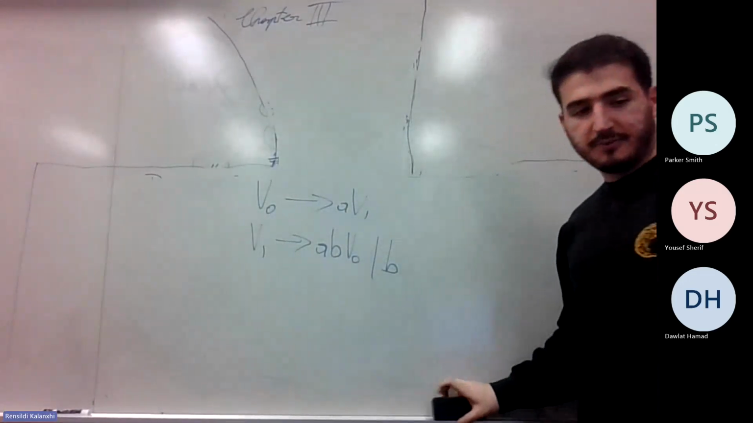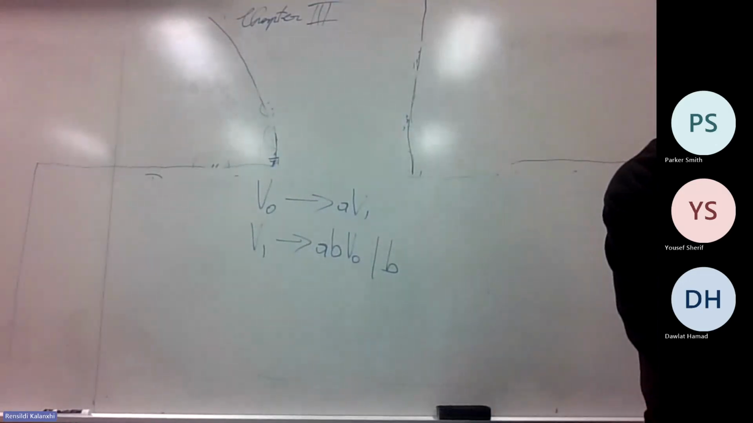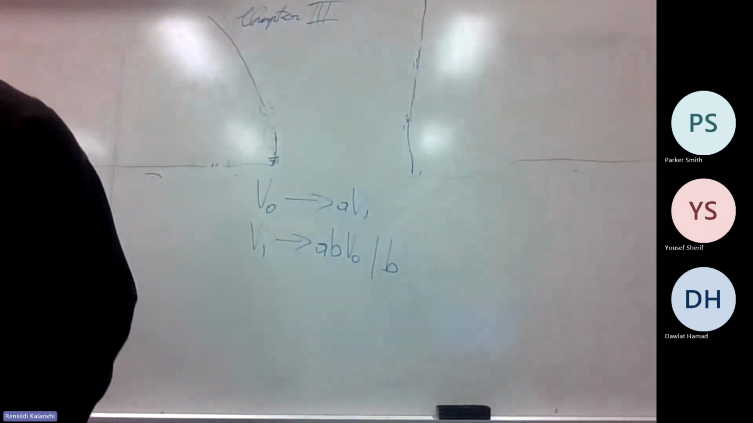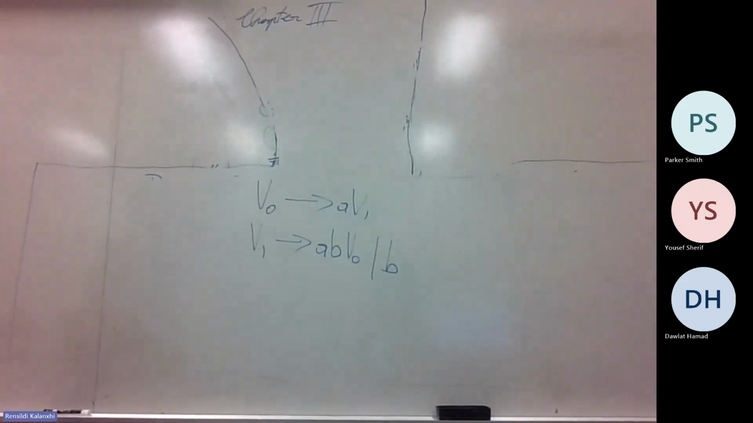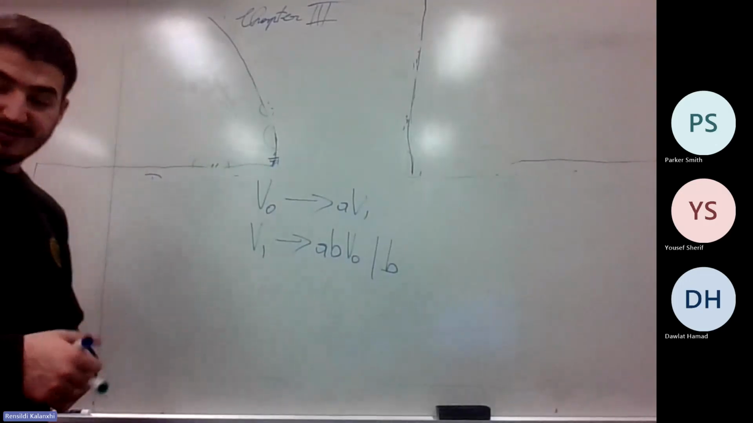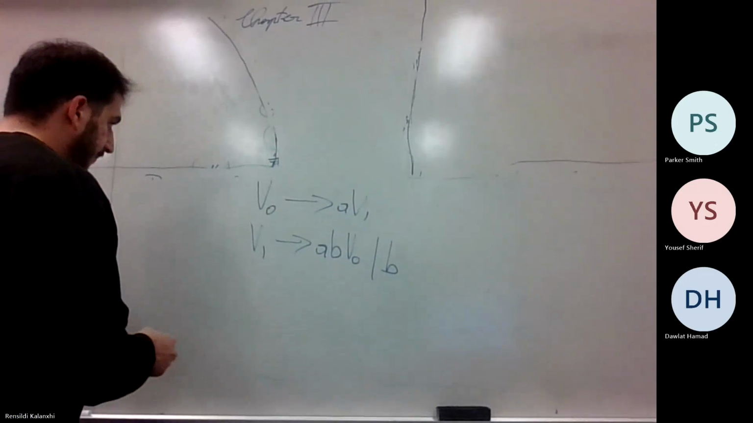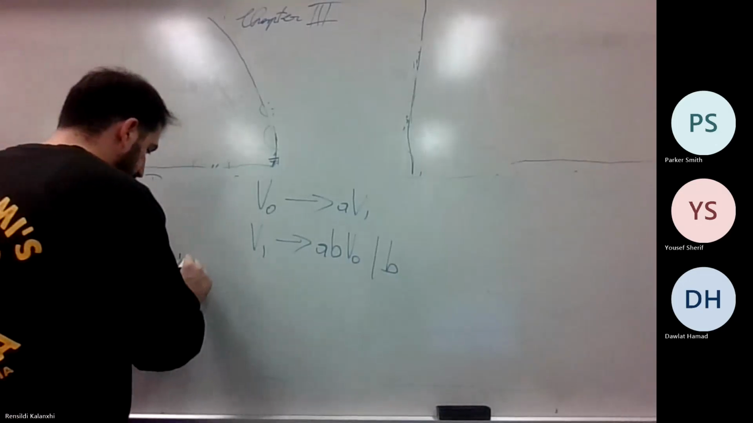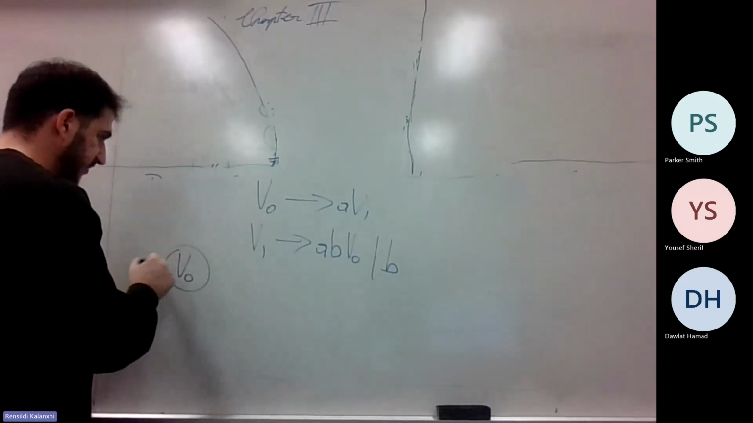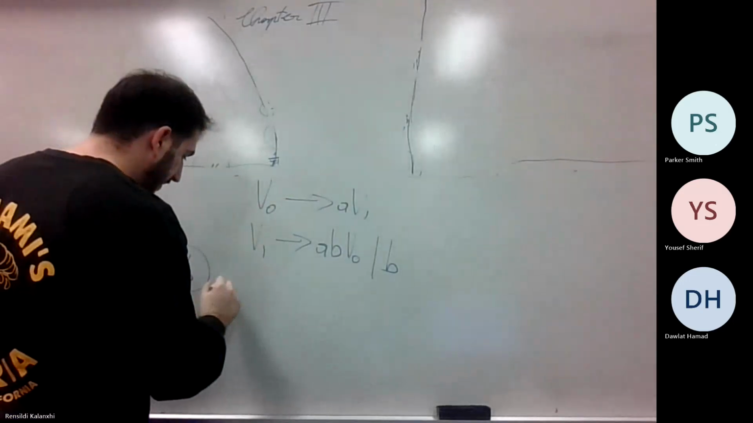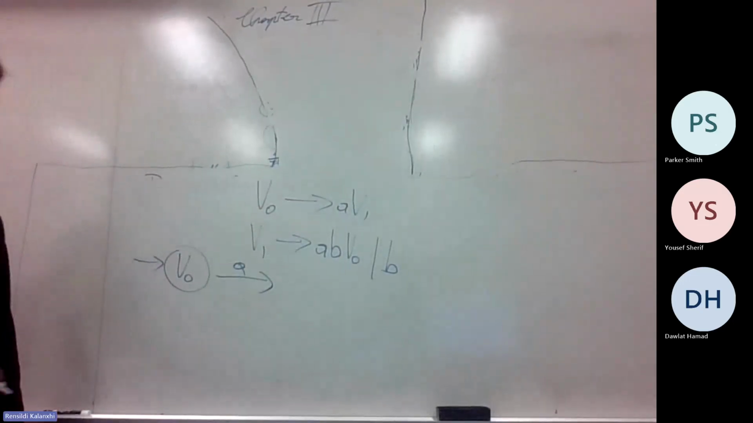So how do we build an automata out of this? This is supposed to be a DFA, you said. Let's see if it could be a DFA, right? So we have V0, the initial state, the starting state, right? Because it's the beginning. Giving A to V1.